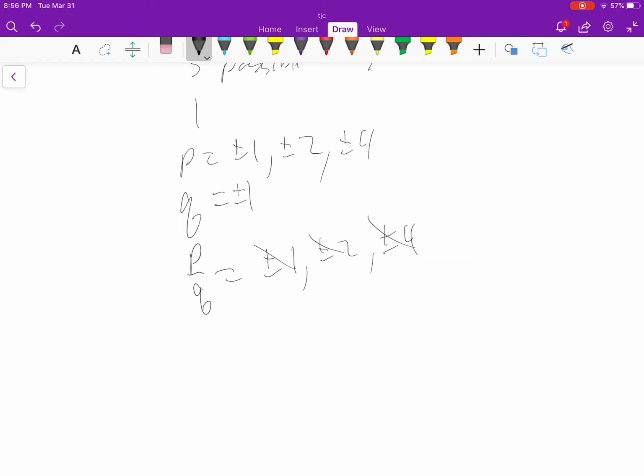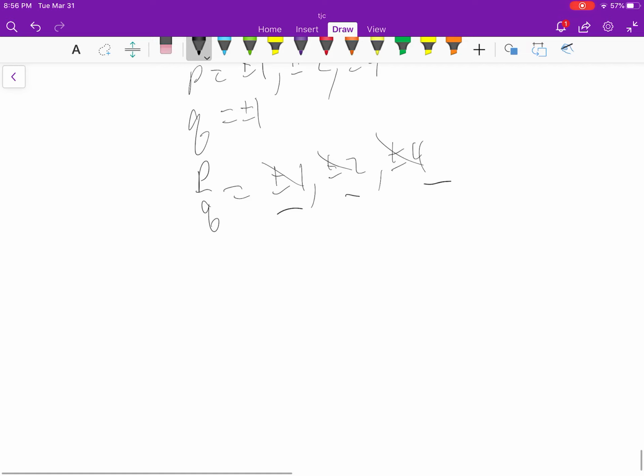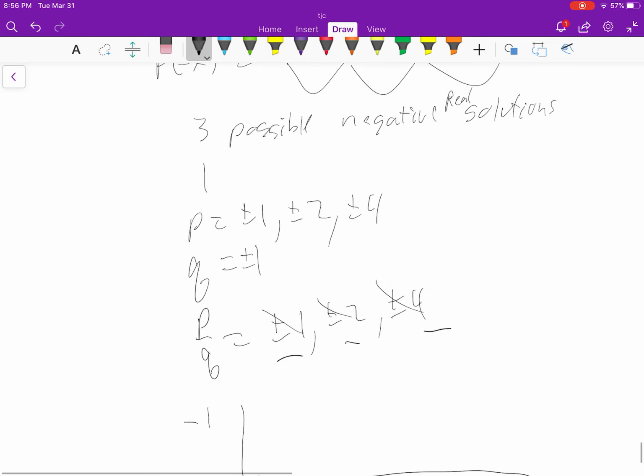Now we can discard the positives, because Descartes' theorem states that there are no positive real solutions. So we have these, okay? Now let's check them out. In order to do that, let's do long division. I'm going to divide to see if it works out this time instead of doing it the other way.